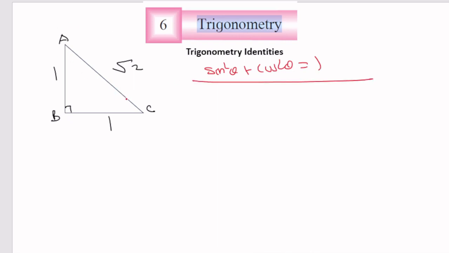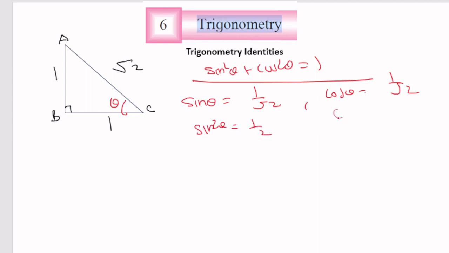In this triangle, let's say this angle is theta. So sine theta is what? Opposite upon hypotenuse, so 1 upon root 2. What is cos theta? Adjacent upon hypotenuse, 1 upon root 2. If I square and add both, so squaring, sine square theta will be 1 upon 2 and cos square theta is also 1 upon 2.